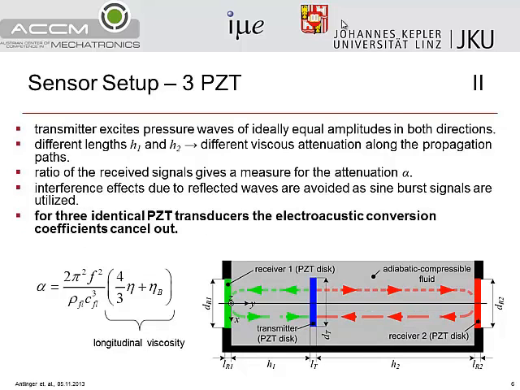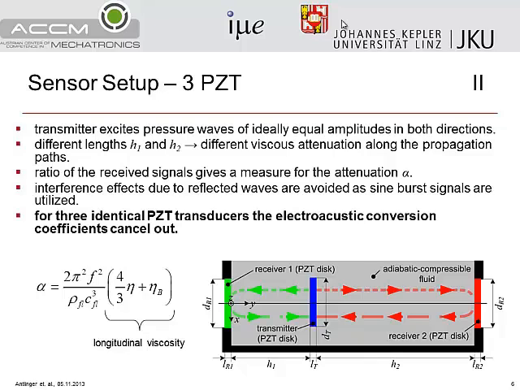The transmitter now excites pressure waves of ideally equal amplitudes in both directions towards the receiver discs, and due to the different lengths H1 and H2, the viscous attenuation along the propagation paths gives a measure for the attenuation alpha, which is given here. You see the attenuation alpha depends on the mass density of the fluid, on the sound velocity, on the excitation frequency, and on this term, the so-called longitudinal viscosity, which is a combination of the shear viscosity and the bulk viscosity.